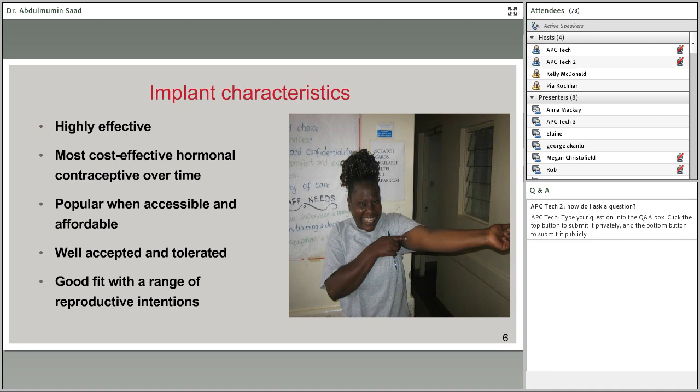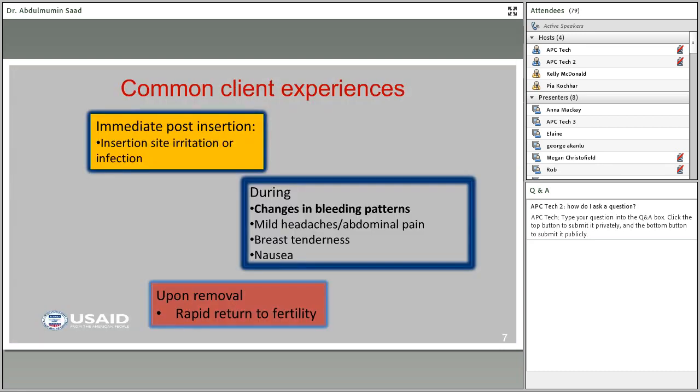It is important to mention that implants do not protect against sexually transmitted infections and HIV, and if that is a concern, it is recommended that whoever has an implant as the product of choice should use other methods of prevention, including condom use.